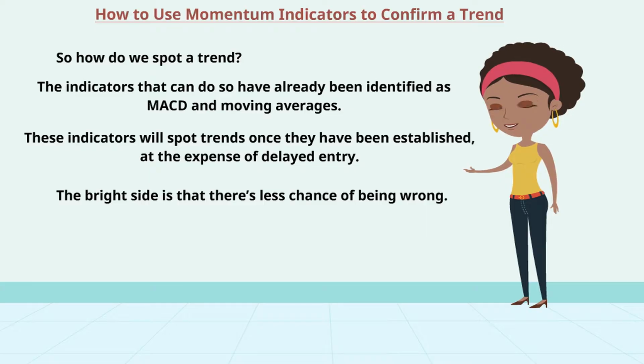Let's start another lesson: how to use momentum indicators to confirm a trend. So how do we spot a trend? The indicators that can do so have already been identified as MACD and moving averages. These indicators will spot trends once they have been established, at the expense of delayed entry. The bright side is that there's less chance of being wrong.